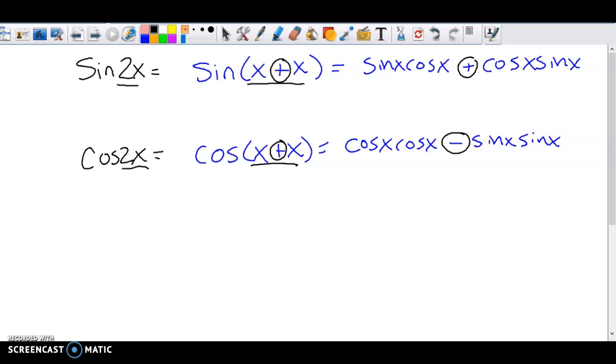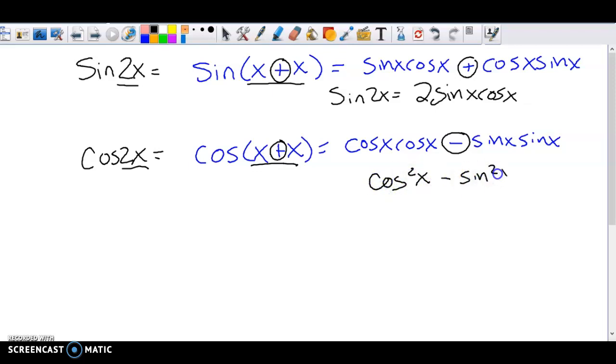So this is my double angle formula, and where that comes from is using this trig sum formula, and you can simplify this to be 2 sine cosine. Okay, so we could actually say sine of 2x equals that. With cosine, you get cosine squared minus sine squared, and that's cosine 2x.